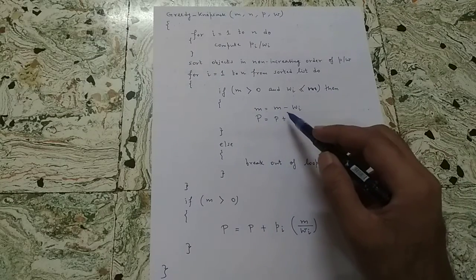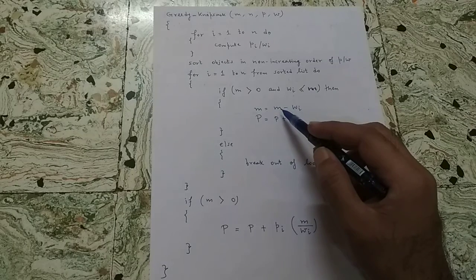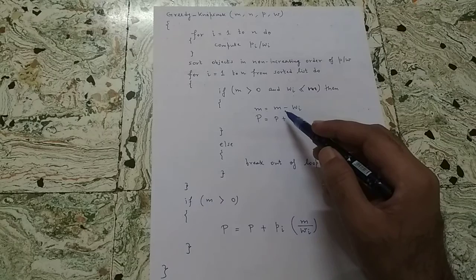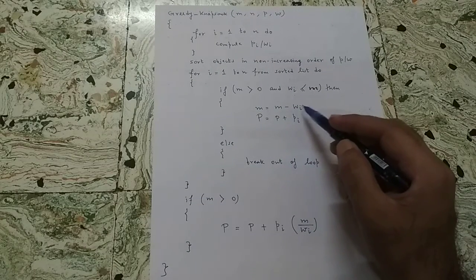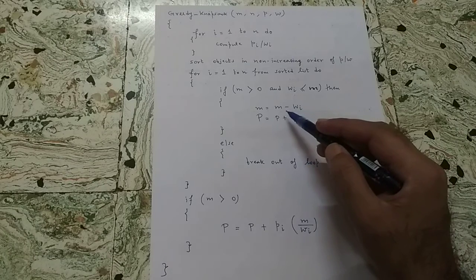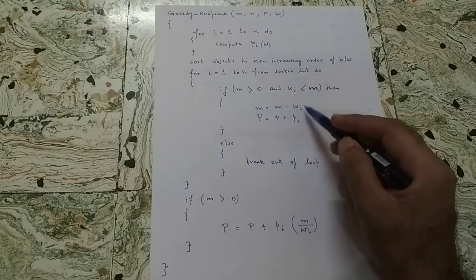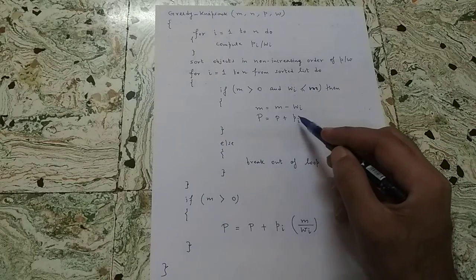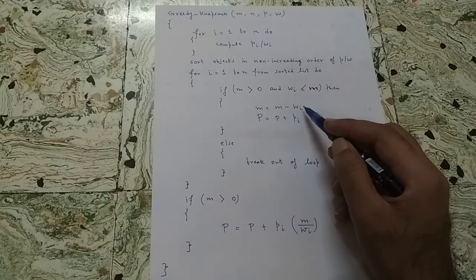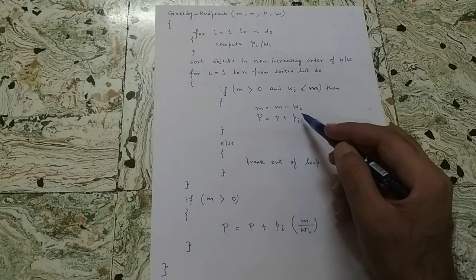And what do you do? You subtract, like we saw in every step of the numerical that we solved. We saw that we were decrementing the capacity of the knapsack by the weight of the item given to us. So that's why you have this step. You decrement the capacity of the knapsack by the weight of the object currently being processed. And along with that, you add the profit of the current object being processed, the ith object.